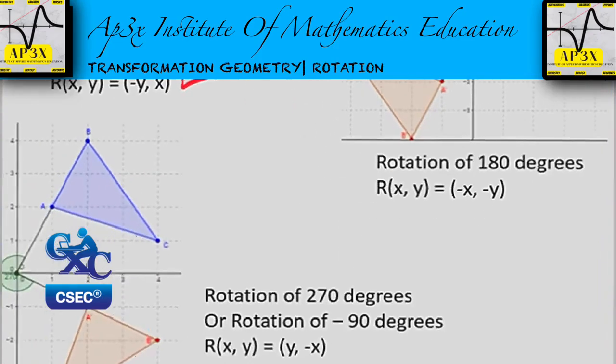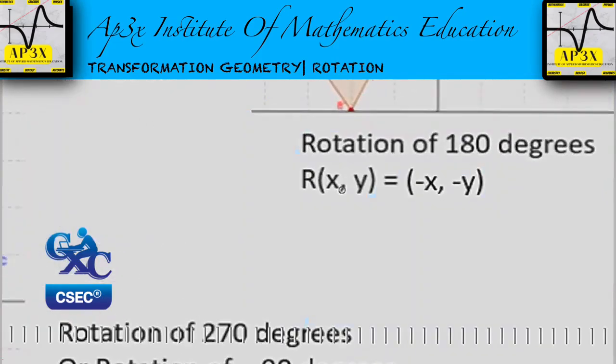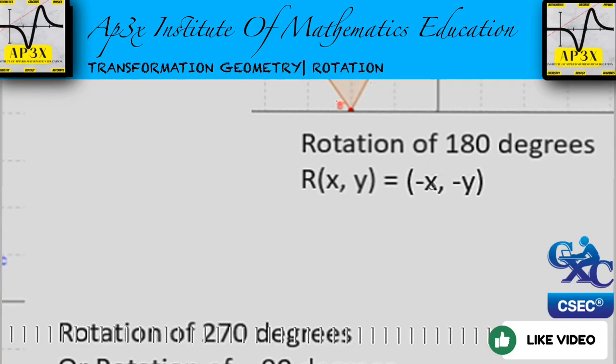Now, what you're going to find here is that if I have a point, say (x, y), which I want to rotate, whether anti-clockwise or clockwise, there's just a change in the signs. The position of the ordinate values will remain, but the signs of the ordinate values will change.